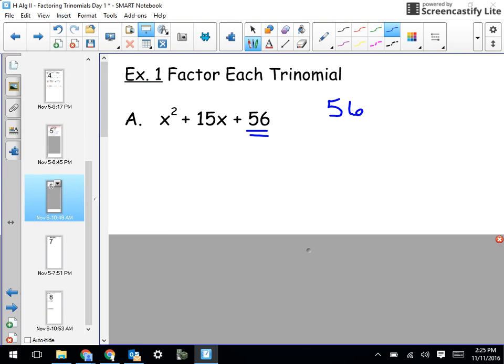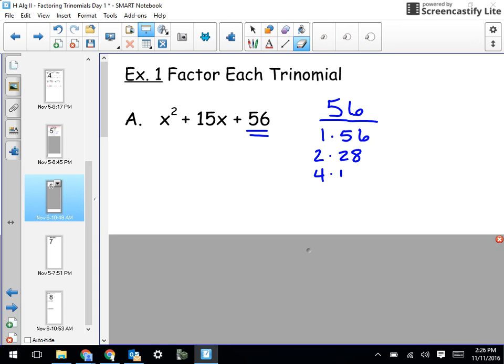Factors of 56. Well, I've got 1 times 56. 2 times 28. I've got a 3, nope. 4, yeah, 4 times 14. It's Friday, folks. Not anymore, it's Monday for you. 4 times 14. And then 5, no. 6, no. 7 times 8. Okay, now let's add all of these together.